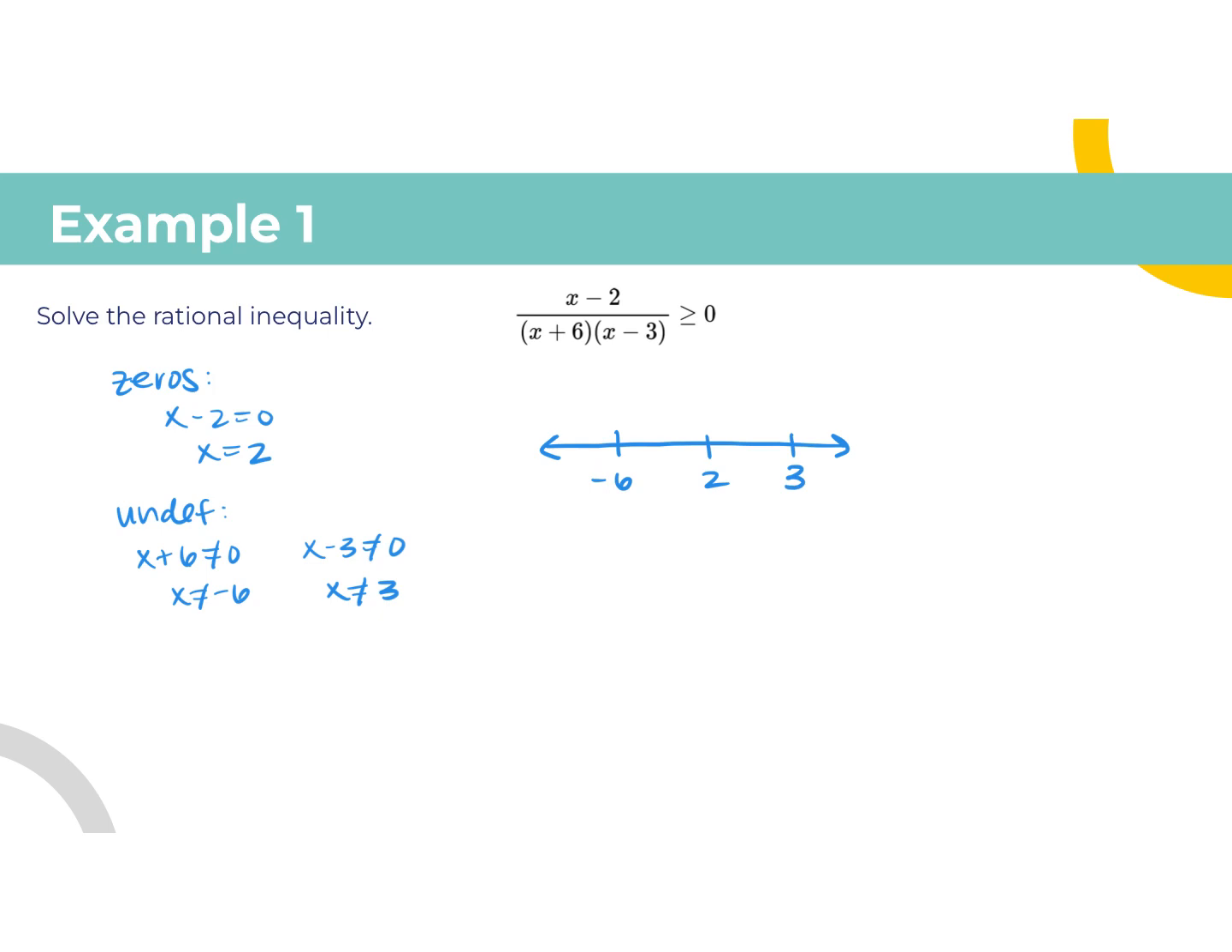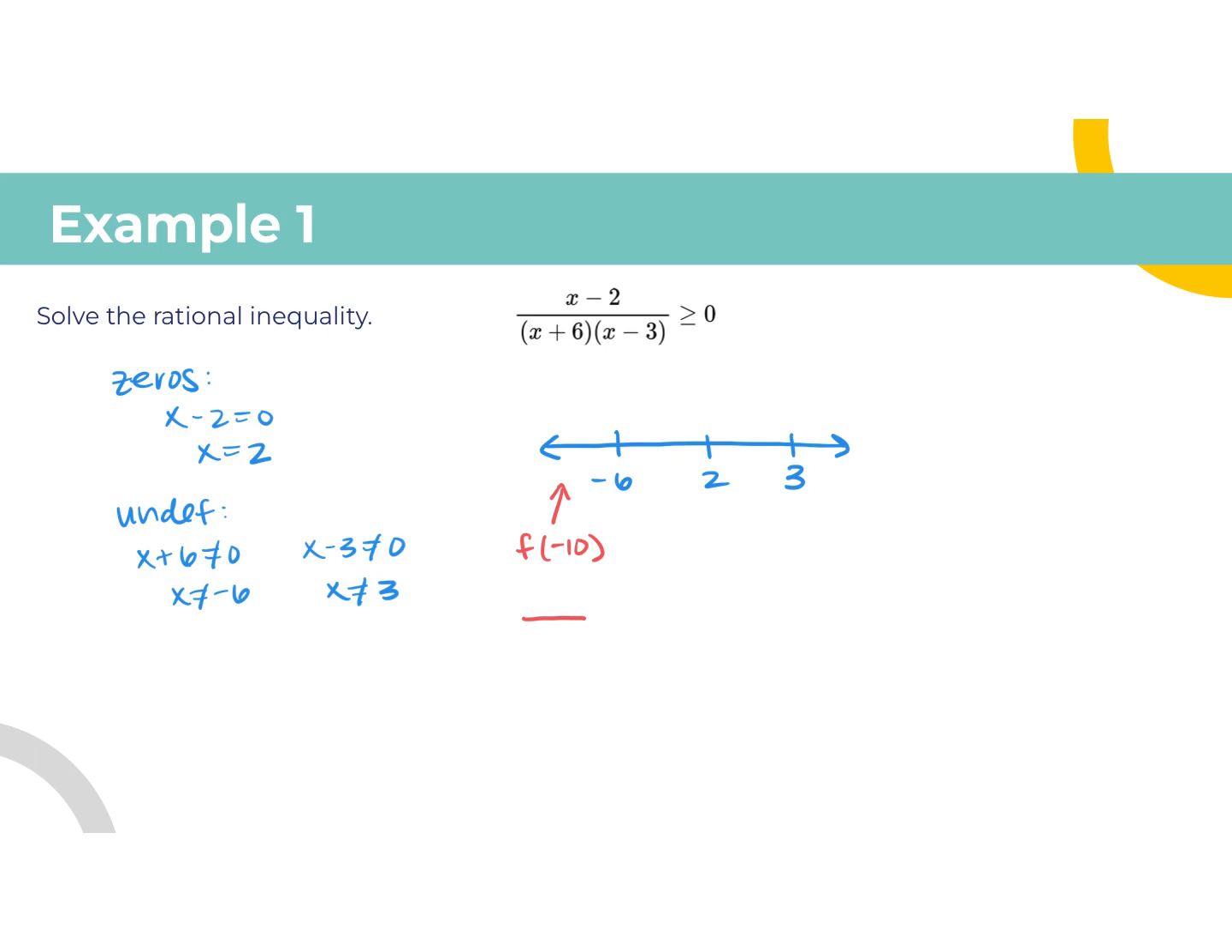And now I'm going to test each interval. I see I have 4 intervals to test by plugging in an x value in that interval. So for my first interval on the far left, I have to plug in a value that's less than -6. Like -10, for example. Now I'm testing to see if this gives me a positive or a negative y value. I'm not concerned about what exactly that y value is. I'm concerned about the sign of that y value. Is it positive or negative?